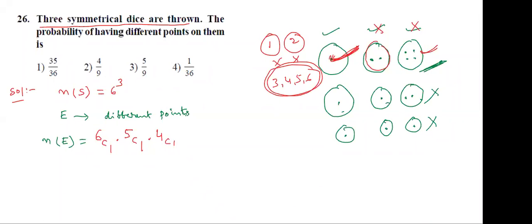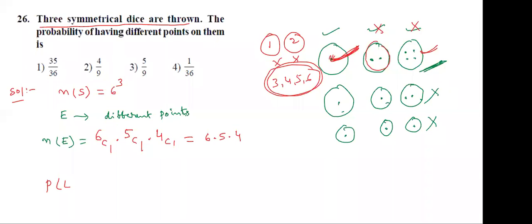Have you understood, students? On the first die, there are 6 points. Select any one of the points. Second die, whatever we got in the first die, those numbers can be neglected. Remaining, observe that. And third die, whatever we got in the first die and second die, those numbers can be neglected. Out of the remaining numbers, select 1. Now 6C1, that is 6, into 5C1 means 5, into 4C1 means 4.